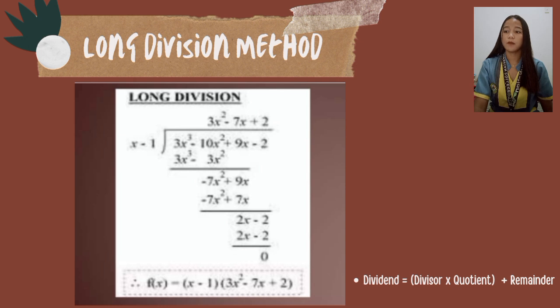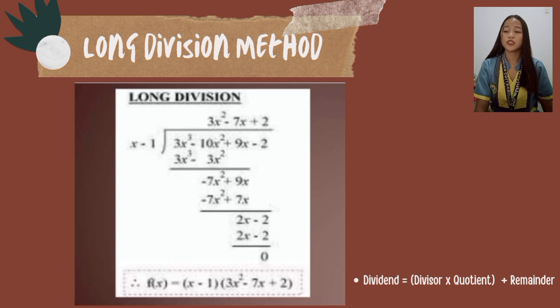Then, the next step is subtraction. We will subtract negative 7x squared minus negative 7x squared, and the answer is 0. Then, the next is 9x minus 7x, which is equal to 2x. And the next step is bring down. We will bring down the negative 2. So, let's do again the first step, which is dividing. 2x divided by x is equal to 2.